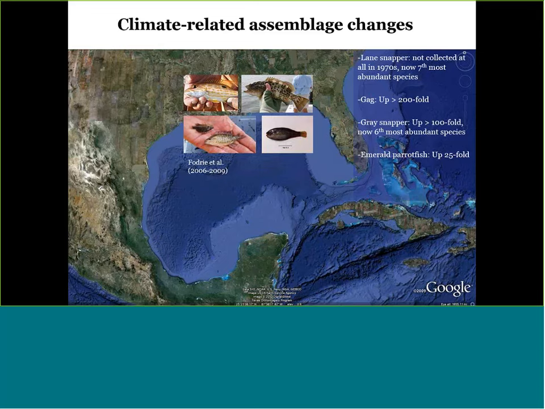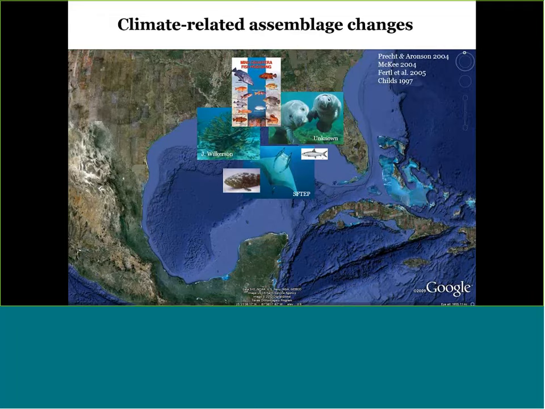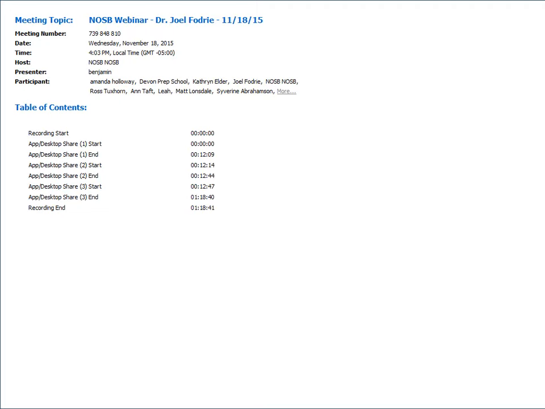And when Livingston saw those, we see them at a rate about 25 times higher than what he did. So again, an order of magnitude. And I'll come back to the snappers and the parrotfish in a second. And it's not just these fishes. These are other examples of things that are kind of shifting north.